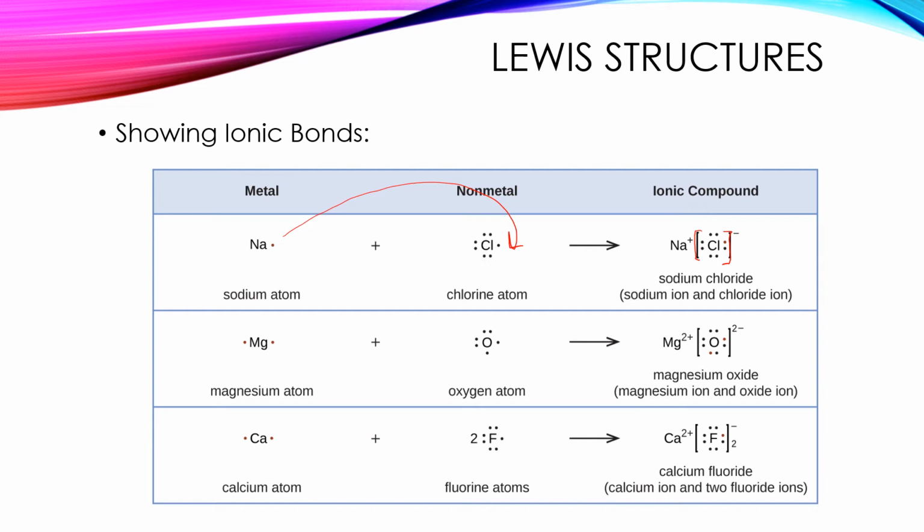Same thing over here, except now we have a +2 and a -2. If we have more than one, like in CaF2, we can put a 2 outside of the bracket to indicate there are 2 fluorines. So ionic compounds, super simple.